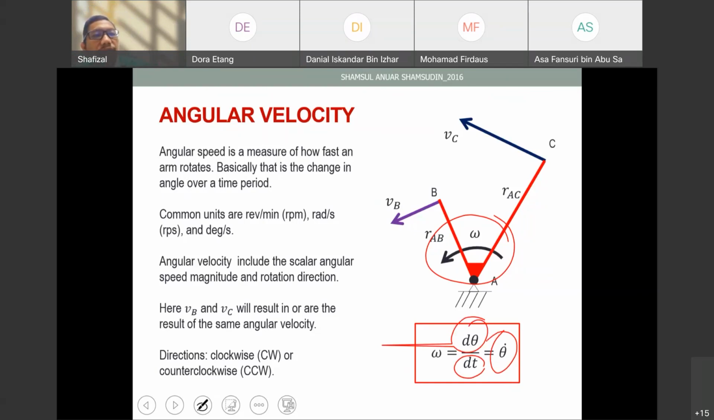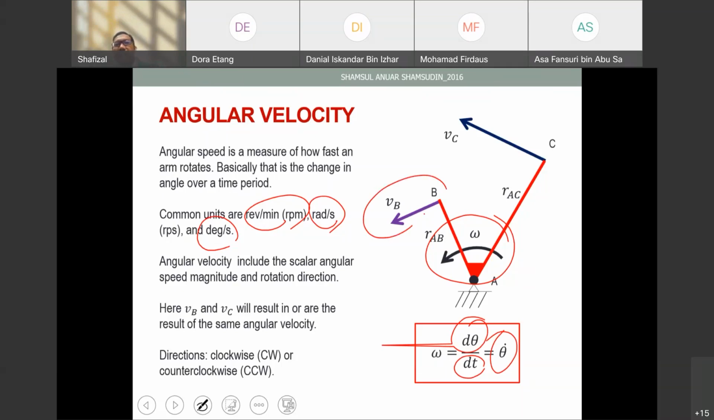So the common unit for angular velocity is revolution per minute, RPM. Kita biasa jumpa, right? Kita biasa jumpa RPM, also radian per second, alright, ataupun degree per second. So basically it's all the same, sama je, dan that is only the units. Kalau revolution, 1 putaran per minute. Kalau radians, 1 putaran is equal to 2 pi radians.